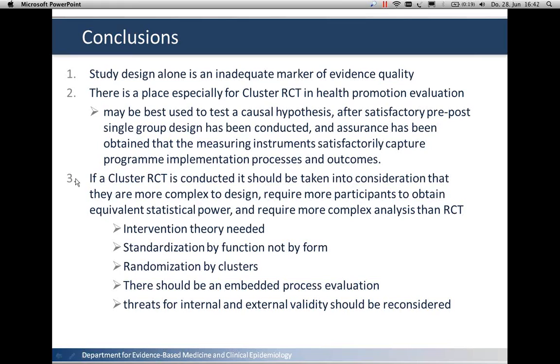And the third conclusion is, if a cluster RCT is conducted, it should take into consideration that they are more complex to design, they require more participants, and they require more complex analysis. There should be an intervention theory, the standardization should be by function and not by form, the randomization is by clusters, and there should be an embedded process evaluation. Even if all these things are done, there are still threats to internal and external validity, and this should be reconsidered. This means that a cluster RCT or RCT in health promotion doesn't automatically mean high internal validity.